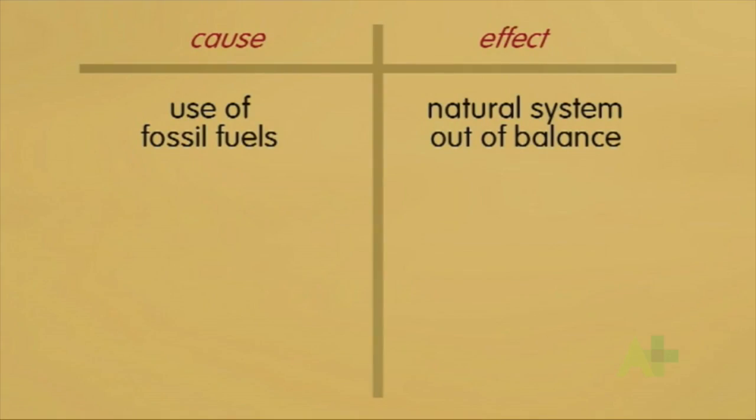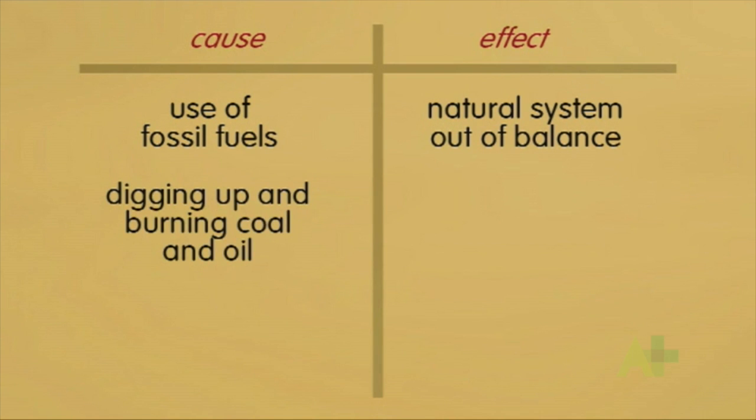So the natural system has been put out of balance by people digging up and burning coal and oil. This releases gases into the atmosphere. Coal and oil are fossil fuels. So if we go back to the table of cause and effect, we can say that digging up and burning coal and oil is another cause. See if you can hear another effect.